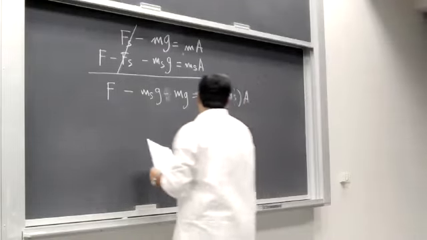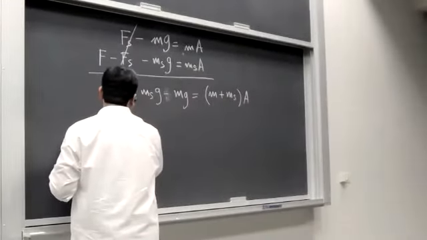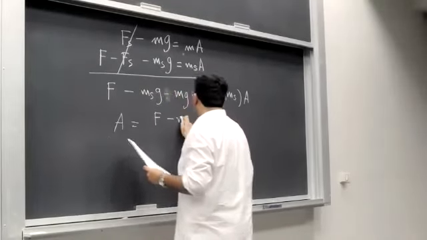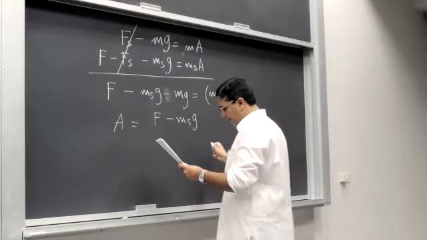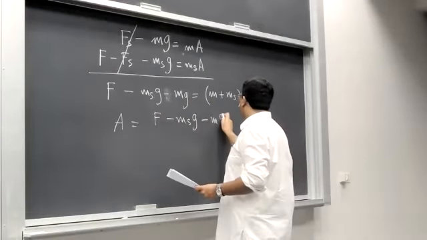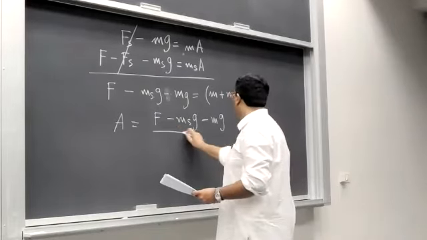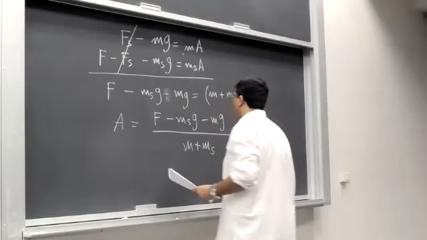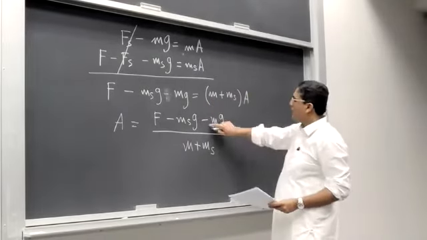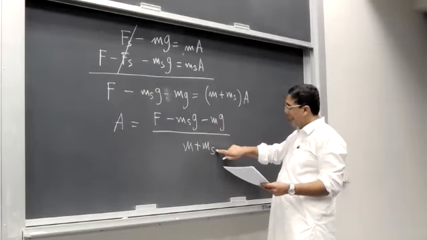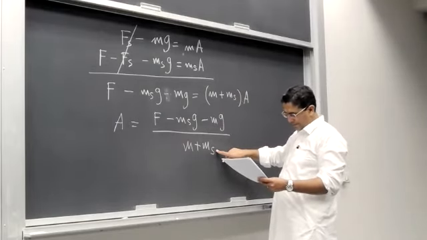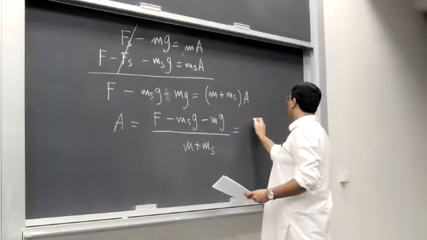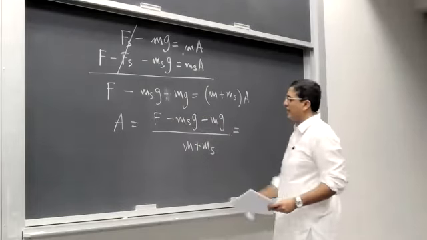And from this equation, you can get the acceleration in terms of everything else. F minus ms g minus mg over m plus ms. From both the numerator and the denominator, please take m to be common, and then it cancels with each other.